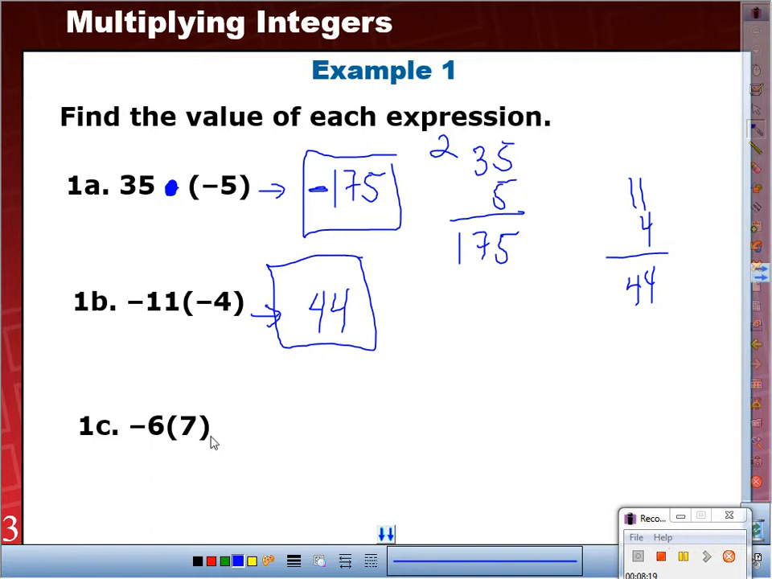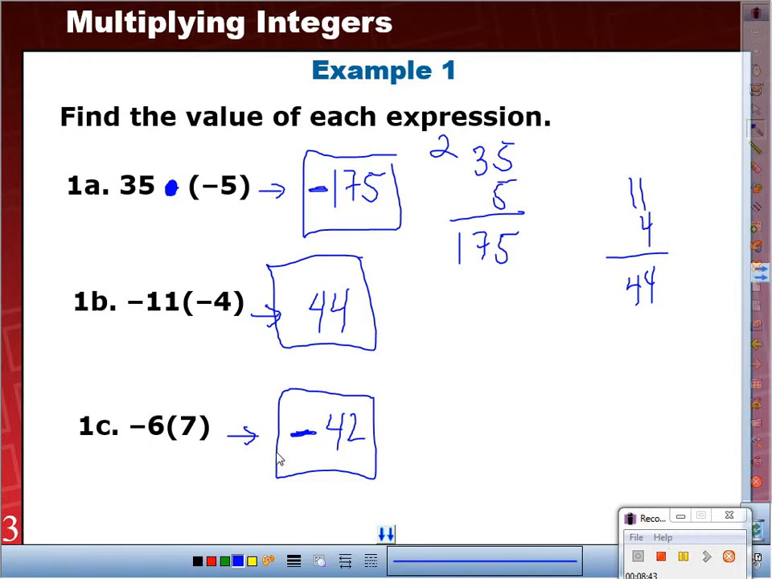Okay. Number 1C. Go ahead, Andrew. Step 1. If it's going to be a negative or positive, and you said it's a what? Negative. Why? Because they're not the same sign. And then step 2. 6 times 7 is 42. Hands if you got negative 42. Okay. We got this, right?